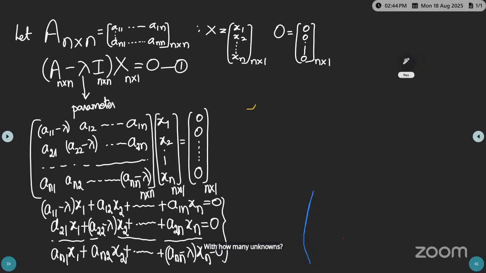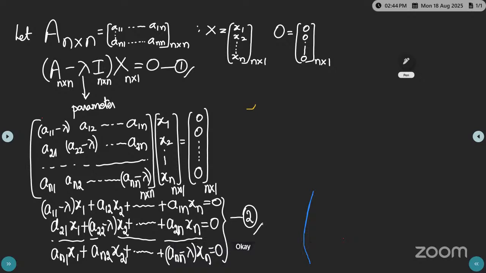N number of unknowns. Is it clear? Right. Now listen carefully. So that 1 and 2 represent the same. This 1 and 2 represent the same system of equations.